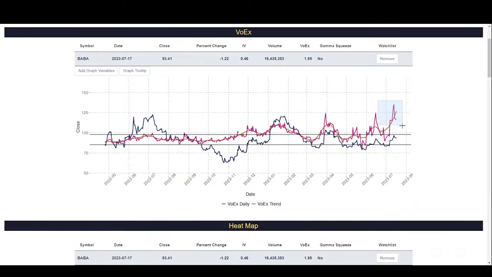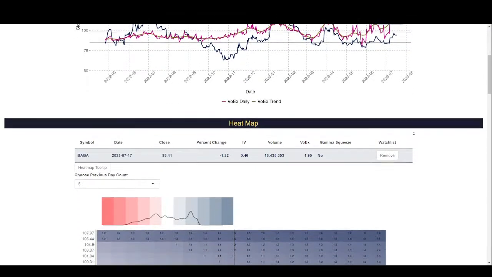But is this telling us that price is expected to move to the upside now? Is this Voex print, the fact that Voex trend is so high in the inhibition zone, really telling us to expect upside or not? For that, we will move down to the snap graphs.